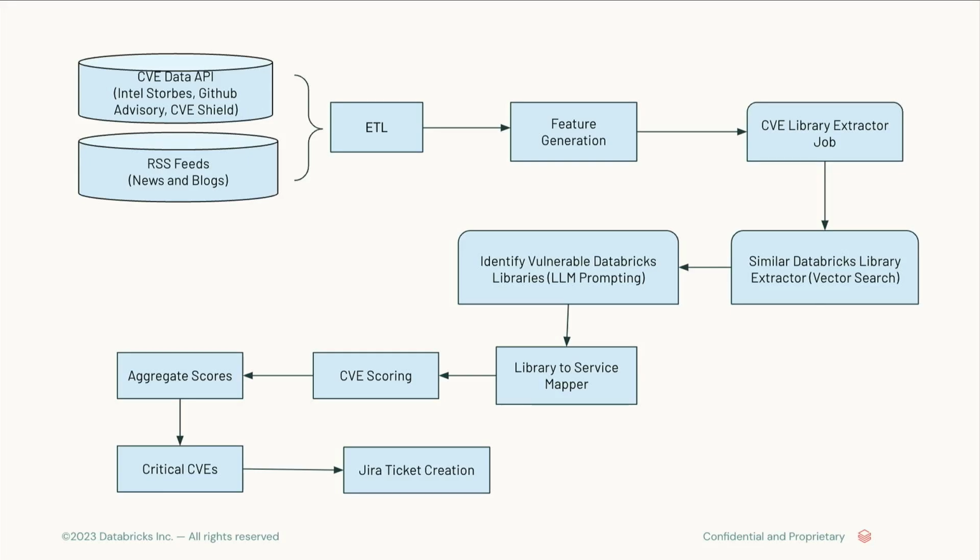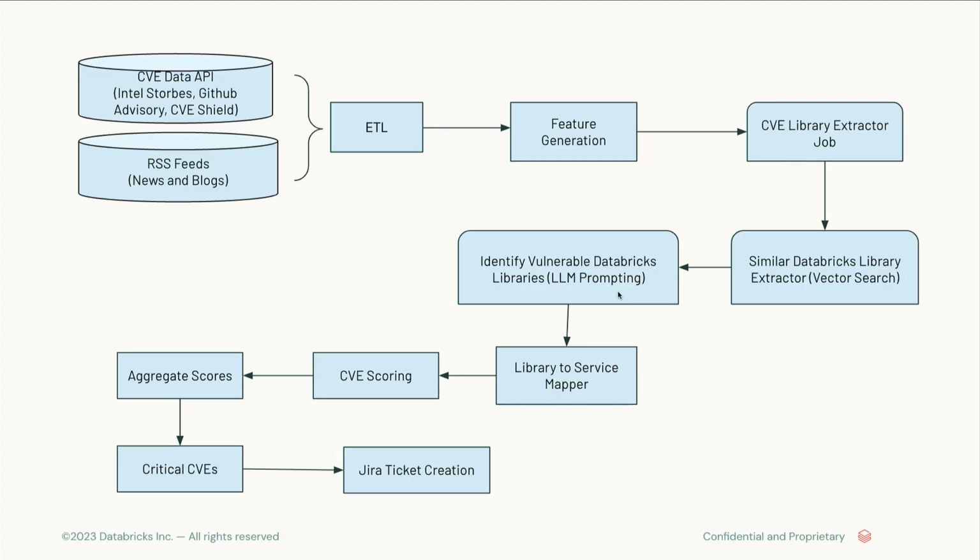And then we do an ETL of them, and then we generate some features. One of the features that we generate is from the library extractor, where we extract the library from the CVE, and we compare it with our libraries within Databricks using a vector search to find out which are the similar libraries that are related to that library.